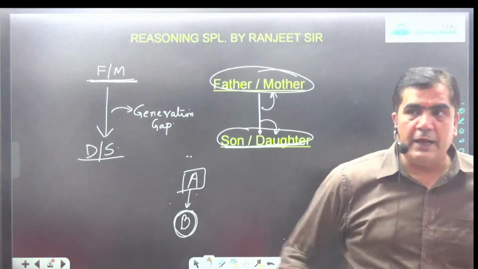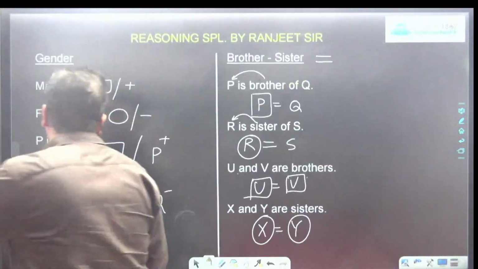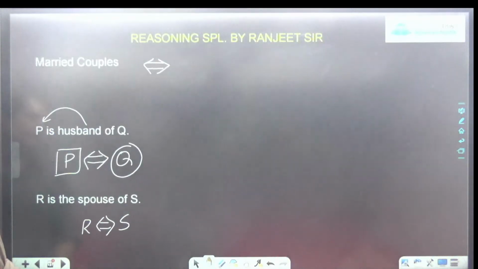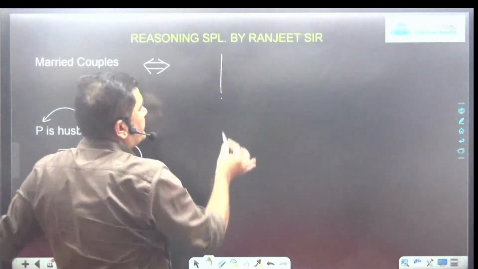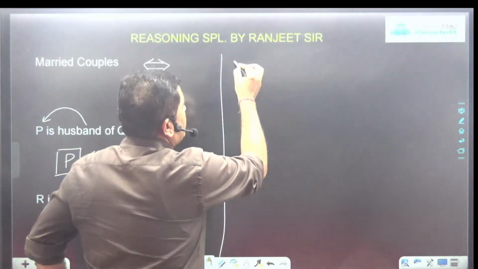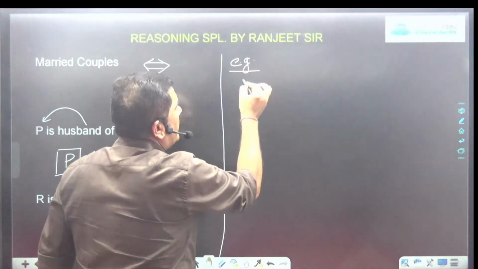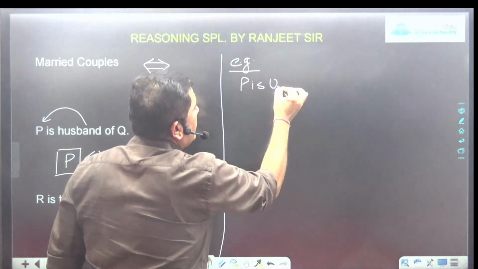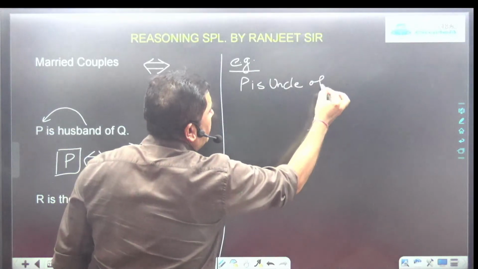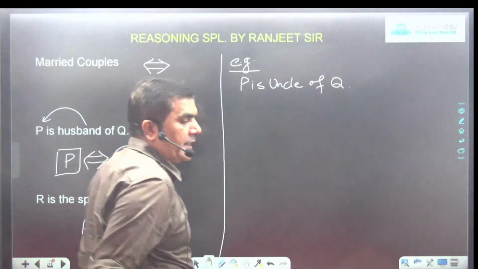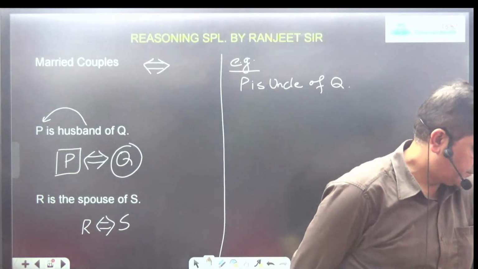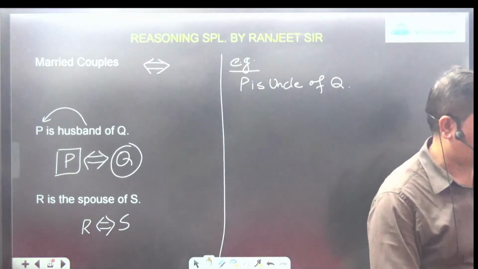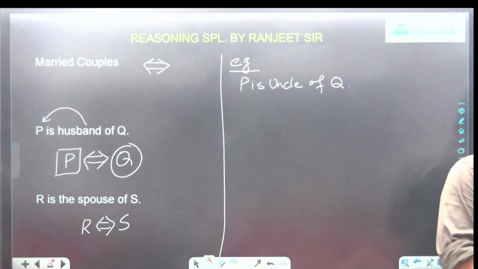Okay, let's go with the next one. Suppose the examiner gives the statement, let's take an indirect example: P is the uncle of Q. How to plot this one?